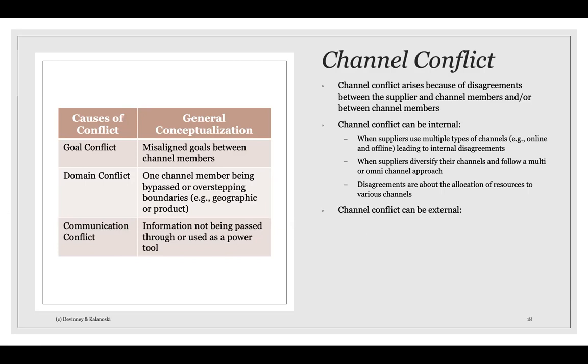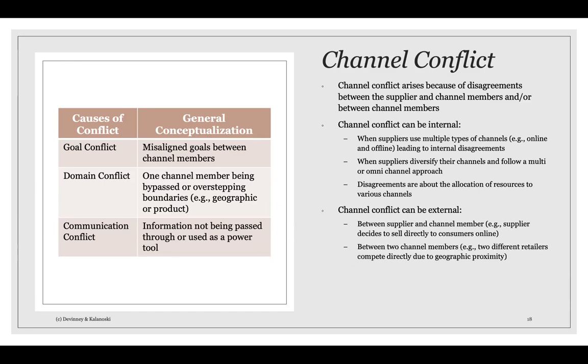You have external conflict between suppliers and channel members. You have it between two channel members, as I said before, and between channel members and the supplier, particularly when the supplier sells directly to the customer. So some manufacturers will provide their own online store, and that will compete against the operations of whoever is selling their products at a retail level.